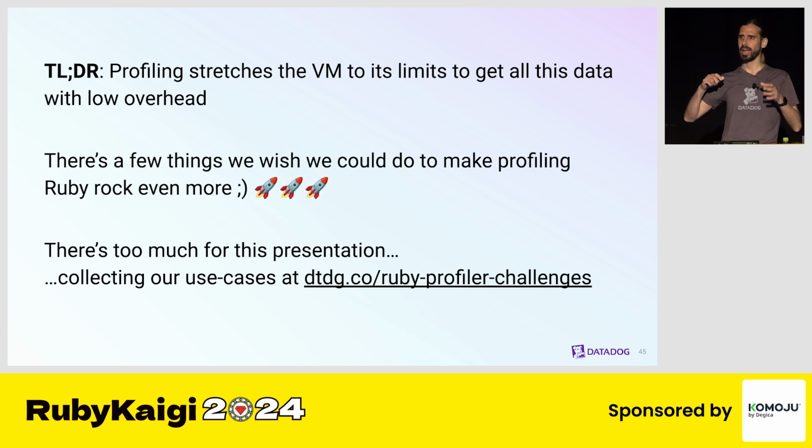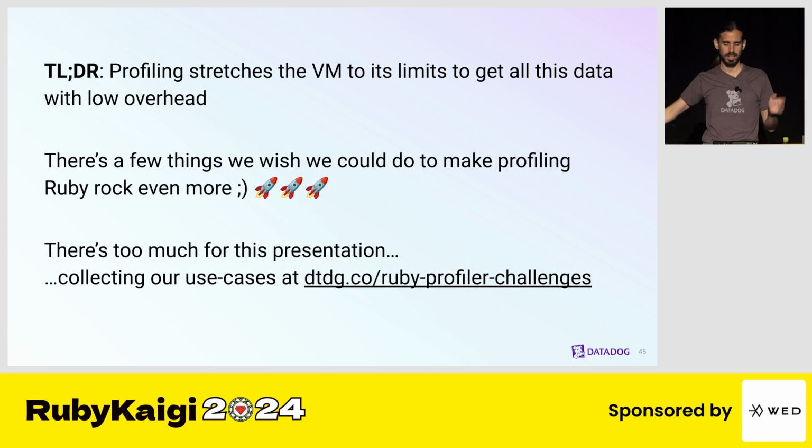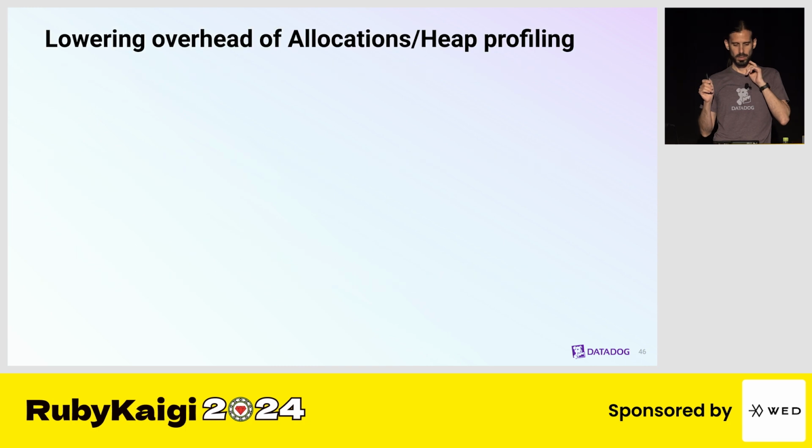And actually, I had a bunch more slides here, and then I decided I needed to cut them because I didn't have time. So I created a doc where I'm tracking some of these things, and I would love to chat about them. One of the things is lowering the overhead of allocations and heap profiling.